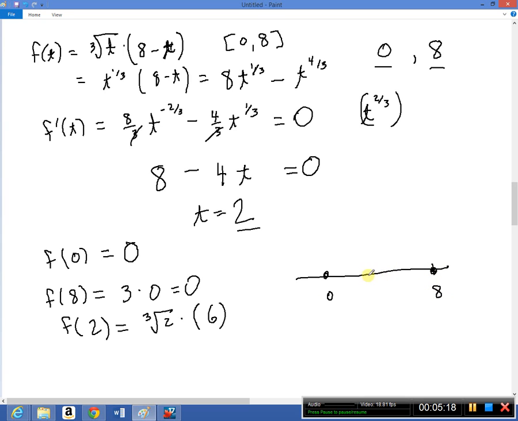And f of the cube root of 2, which is somewhere around here, f of the cube root of 2 is going to be, f of 2, I'm sorry, it's getting late. F of 2 is the cube root of 2 times 6. Well, I don't know what it is, but it's positive.